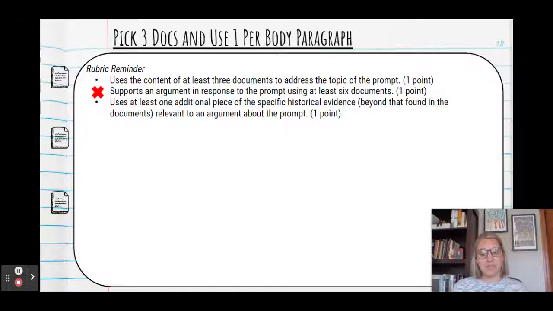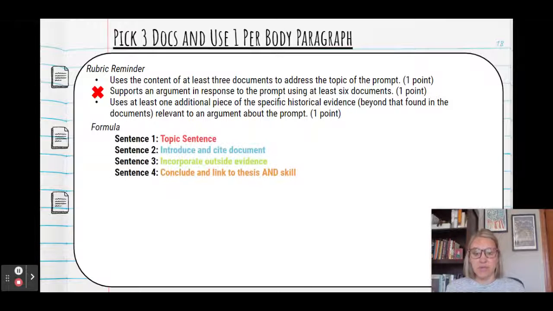So the easiest way to do this is to sacrifice a point and try to use 3 documents, 1 per body paragraph, and a piece of outside evidence. So this would be your formula. Use a topic sentence. Introduce and cite the document together. You probably need to have a more complex sentence here for sentence 2, but it can be done in 1 sentence. Incorporate your outside evidence, and then conclude and link the thesis and skill. If you do this with 3 body paragraphs, you're going to be getting 2 points, which still out of 3 is a great amount of points on the rubric for this part.